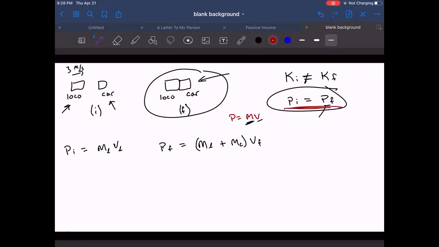But we always know this is true, so that's why I always go to that first. When it's elastic, you probably want to go there first. That was a mistake I made last time. But we can't, because it's not true this time. Okay. Now, I wrote these equations down. What do I do?